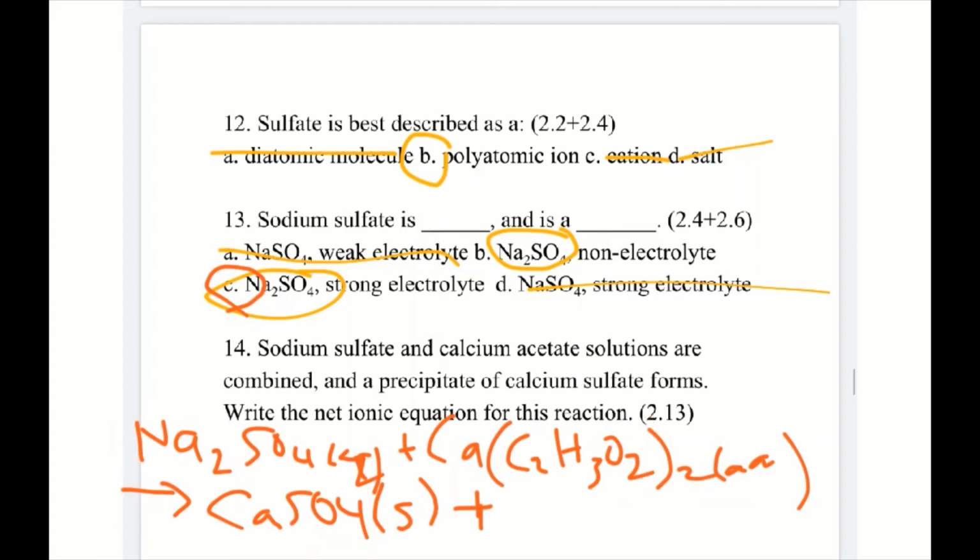So we have to include sodium acetate, so it would be NaC2H3O2, and this is aqueous. Now let's balance this. So if I put a 2 here, both sides will have 2 sodiums, 2 acetates, 1 calcium, and 1 sulfate. So on the next slide, I will show you the ions separated, and I will show you the net ionic equation.